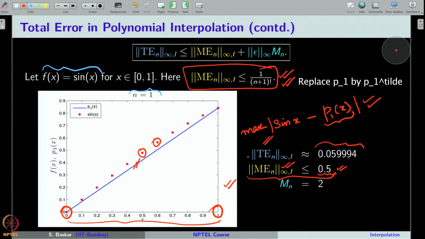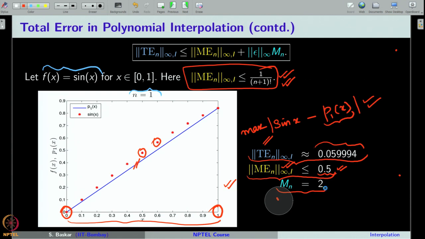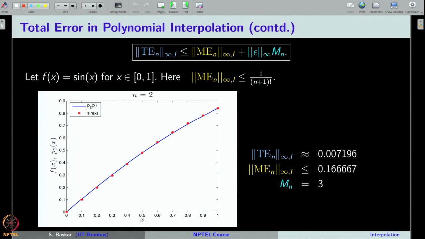In fact, on a computer, we had a better approximation. We know precisely that the total error is much less than 0.5. Well, we can also find M1, and that is equal to 2. Let us increase n from 1 to 2, and thereby we get the quadratic interpolation for the sine function, and that is shown again in blue solid line, whereas the graph of the sine function in the interval 0 to 1 is just denoted by the red dots.